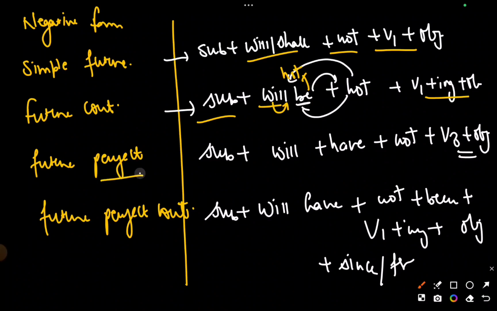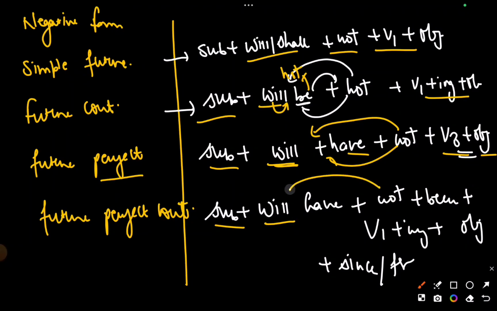Here, future perfect: subject plus will. Then again, beta, here also not will come ahead, because I have told you will comes first here. So you have to write it here. Will plus not plus have plus V3 plus object. Then here also, subject plus will plus not plus have plus been plus V1 plus ing plus object.